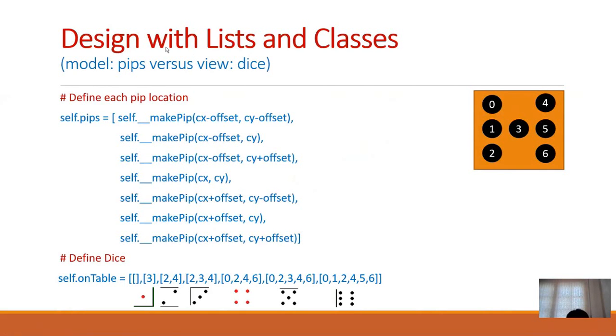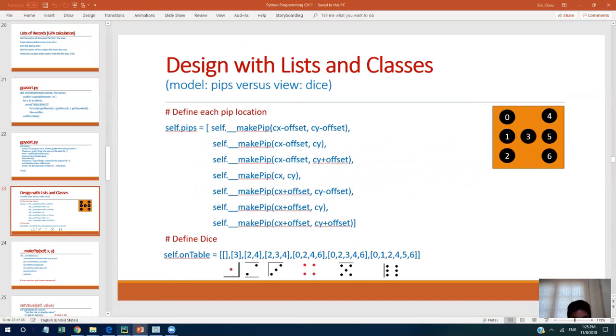Okay, so this one is the design with lists and classes. What this is for is the roll dice project. Last time I did not go into the details, and today we will discuss some of the things about drawing this die. Right here, there is a data structure called self.pips, because this die is actually a class. So let's look at it.